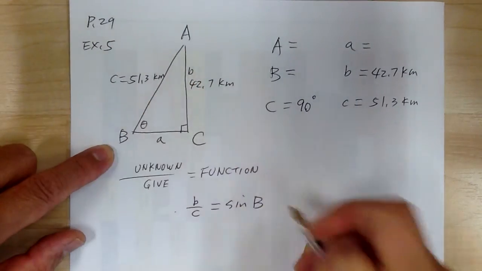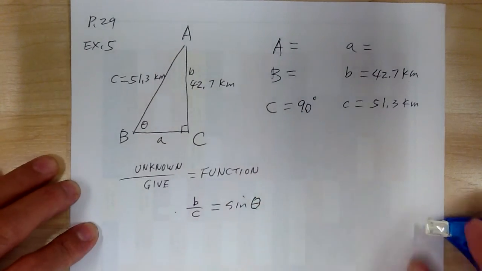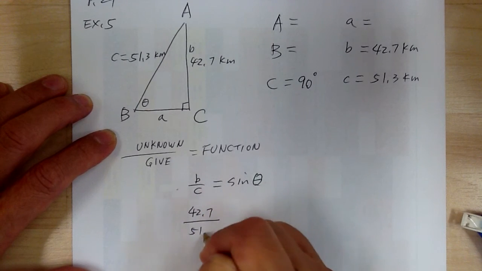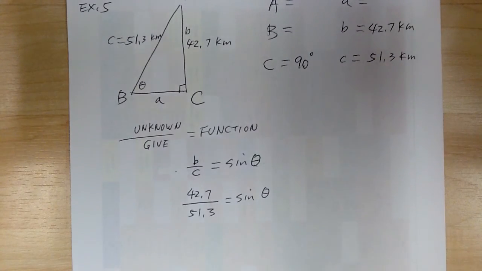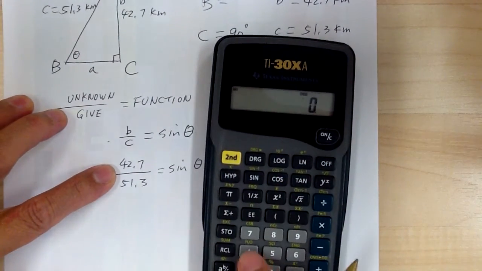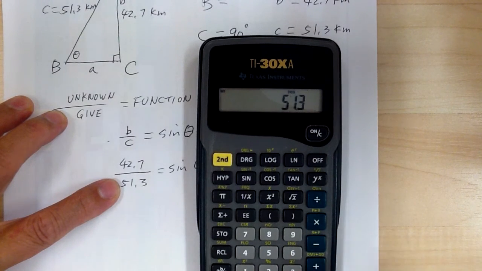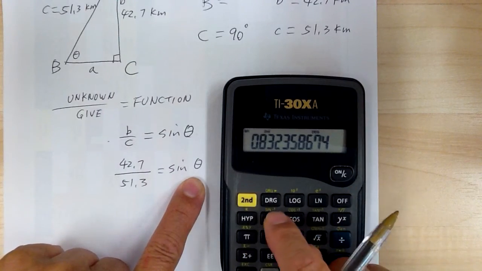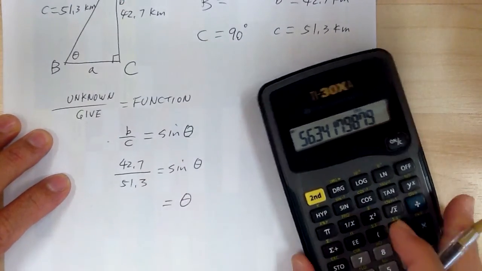So this is your theta right over here. Let's call this theta. But remember, theta is also your B. So you put in the numbers: 42.7 over 51.3 equal to sine theta. Now remember, whenever you're looking for an angle, you have to go backward, you have to use the second function. So I'm going to go 42.7 divided by 51.3. Make sure you push equal. Now you're looking for an angle, so you go second sine. So that's my theta.